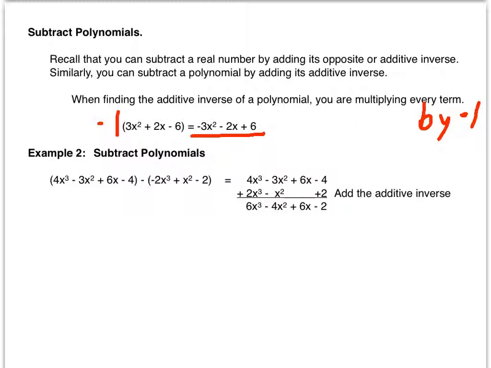So 4x to the third plus 2x to the third is 6x to the third. Negative 3x squared plus negative x squared is negative 4x squared. Positive 6x plus 0, there's nothing there, so positive 6x plus 0 is positive 6x. And negative 4 plus positive 2 is negative 2. So this would be our answer.